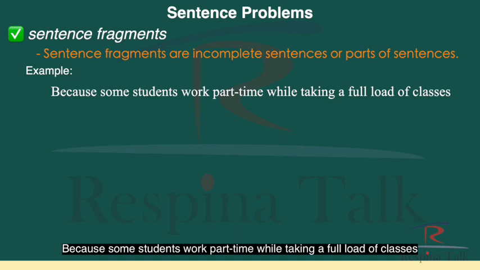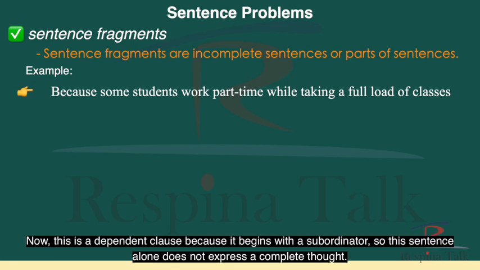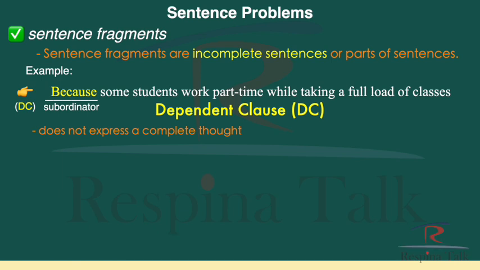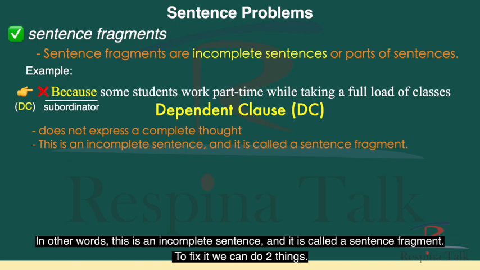Because some students work part-time while taking a full load of classes. Now, this is a dependent clause because it begins with a subordinator. Because. So this sentence alone does not express a complete thought. In other words, this is an incomplete sentence and it is called a sentence fragment. To fix it, we can do two things.